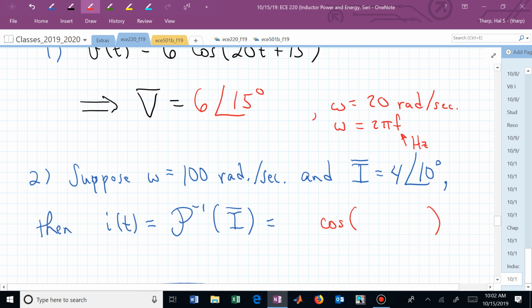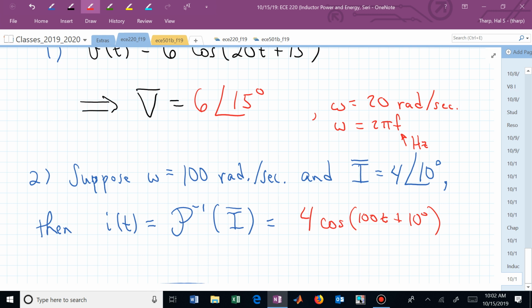No. I gave you omega, didn't I? I didn't give you f. So this is now 200. Oh, gosh. Just checking. 100t. That's what was on the side. And now you fill in the other missing pieces from the angle and the magnitude.